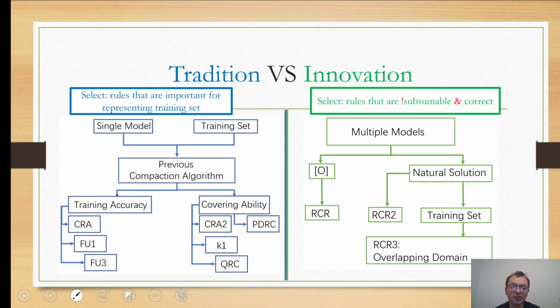And to do this, the traditional ways look at what's important for the training set, and they look at both the training accuracy and the covering ability. But what we're interested in is whether or not the rules are subsumable and that they are correct. And we look at both the optimal set and the natural solution, which I'll describe shortly. And our techniques, Razor Cluster Razor, RCR, we've got 3 different versions depending on the type of problem we're trying to solve.